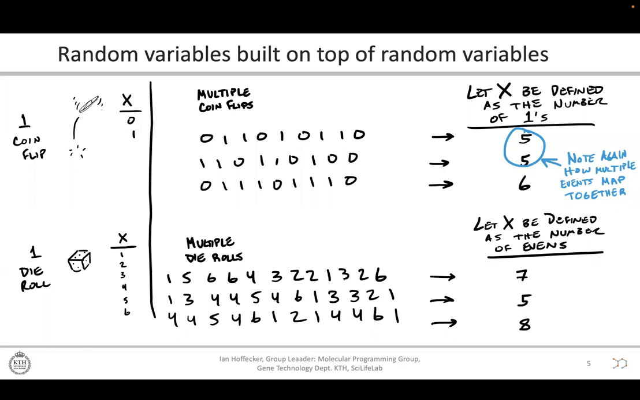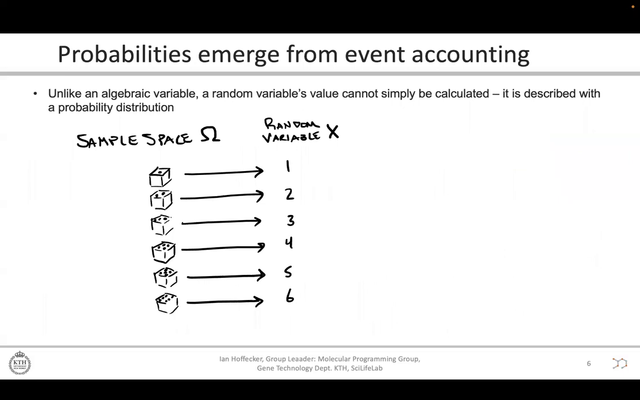So it can take on different results, and what makes it random is that unlike an algebraic variable, there is randomness inherent in the process. So we cannot just calculate what you're going to get. We have to introduce this element of randomness.